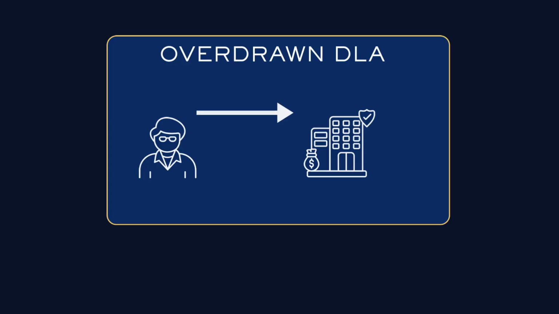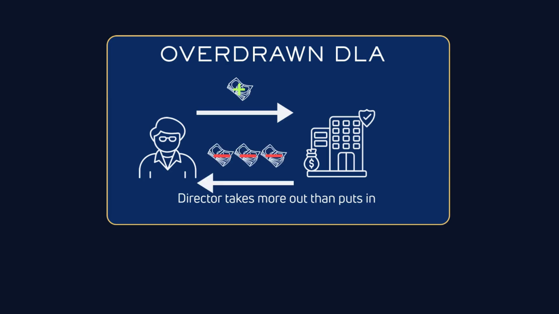Where problems start is when directors stop checking the balance. They assume there's money available in their director's loan balance. They continue withdrawing the funds. When it comes to the year end, their accountant tells them that their director's loan has gone overdrawn. The director's loan account then becomes overdrawn, meaning you've taken more money out than you've put in. You owe the company that money back.